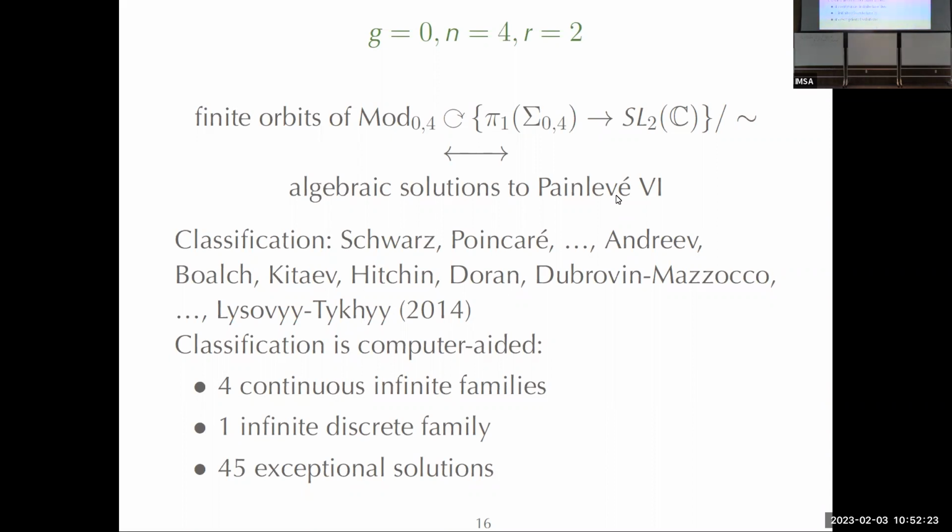And so there were some questions: are there examples of these representations of finite mapping class group orbit with infinite image? And already in this case, there's many examples. So in both the continuous and infinite discrete families, there's cases with infinite image, and also in the exceptional solutions. So for example, there's a representation of π1 Σ04 into SL2C with finite orbit, where the image is the 237 triangle group. That's an infinite interesting group inside of SL2C.